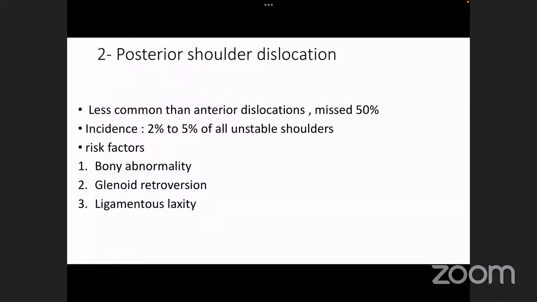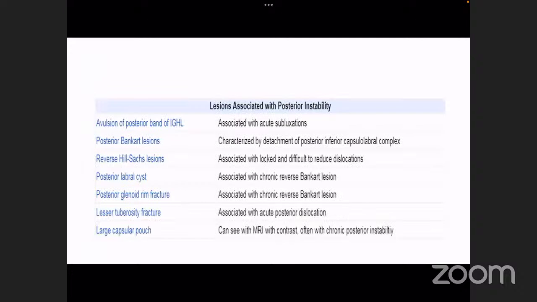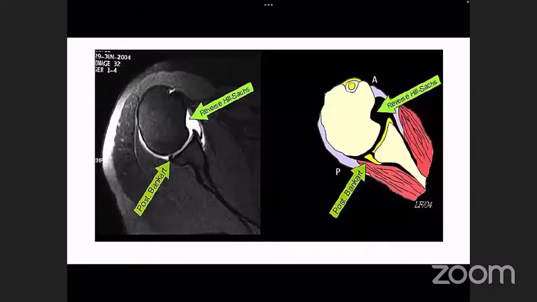And regarding posterior shoulder dislocation, it's less common, but it's missed more. It's missed about 50% of the time, and the incidence is 2 to 5%. Risk factors are bony abnormality and uncontrolled seizure, and the mechanism is normally electric shock. Okay, it might occur after a seizure or electric shock. And here are the lesions associated with posterior instability. This is a list about them. It's not taken from Orthobullets, so you can go back and just view it.